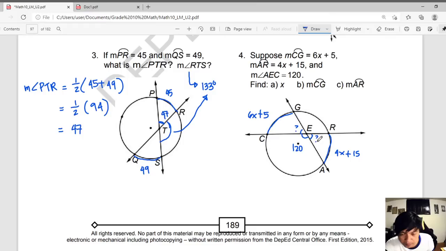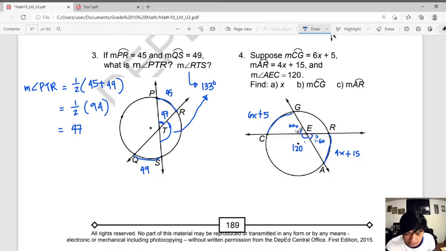So, this angle, this 120, and this one are supplementary because this is a straight line. This angle 120 and the other angle here should have a total measure of 180. So the measure of this is 60. On the other hand, the angle on the other side measures 120 as well, so this angle should also be 60. So the angle formed here measures 60.